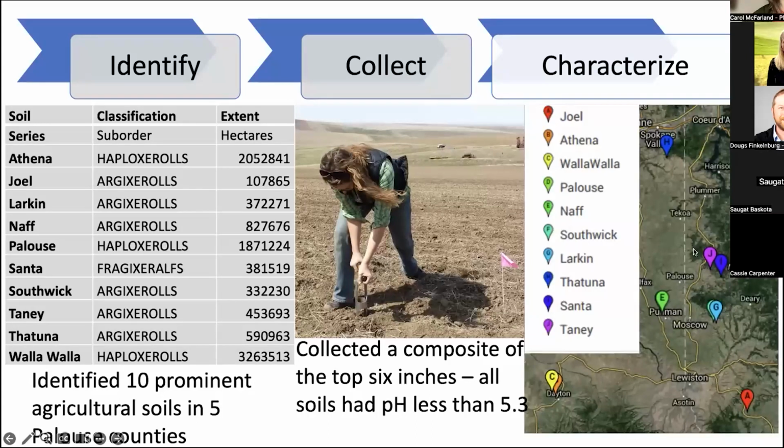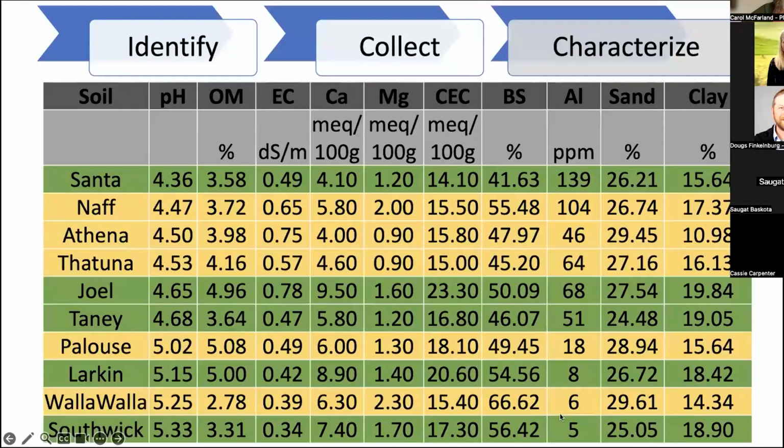Here's a map, or a general map, of where these soils were collected from. So again, we made sure to capture the Idaho side as well as the Palouse. So then we characterized them. Big shout out to Steve Jones at Best Test for his work helping with all of that. I got to send a lot of soil samples his way during this project.